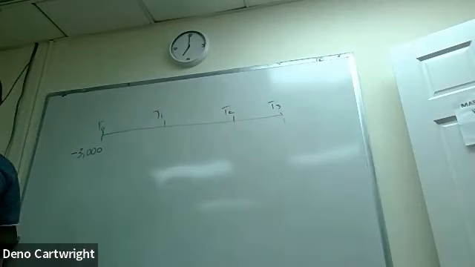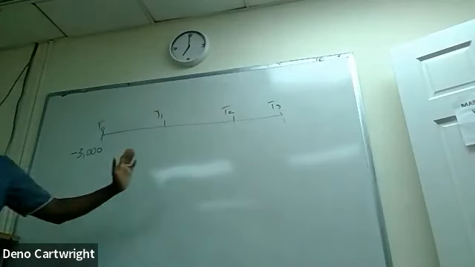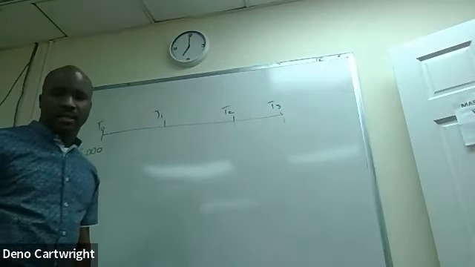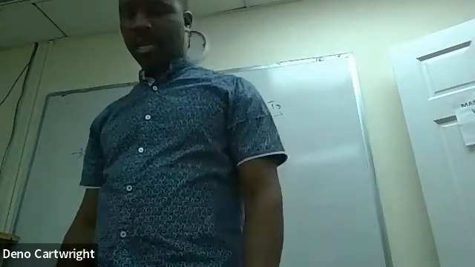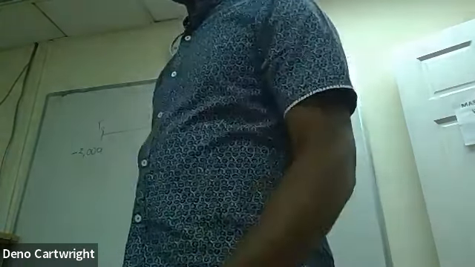You always start with negative, okay? Because you're working your way backward when you're counting. So you always start with negative, right? So your $3,000 is your beginning, your initial deposit.